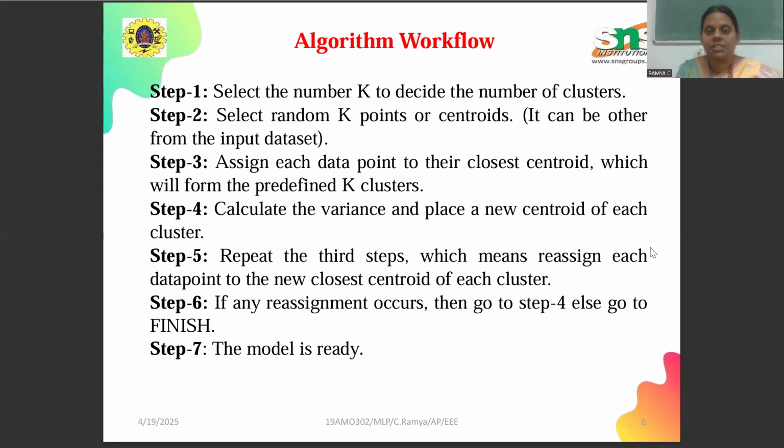So whatever we have seen is the flow chart. Here we have mentioned it in words. First, we have to select the number of Ks, which decides how many clusters will be in our dataset. Once the K value is set, K random points or centroids are selected and each data point is assigned to its closest centroid. Then calculate the variance, that is the distance. If it is satisfied, go to the final step. If not, repeat from the third step and assign to the closest centroid. Then finally, our model is ready.